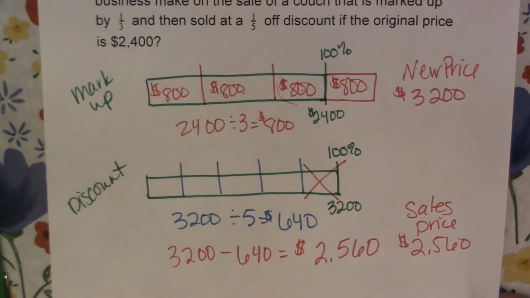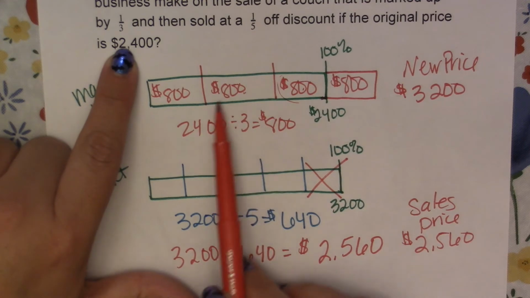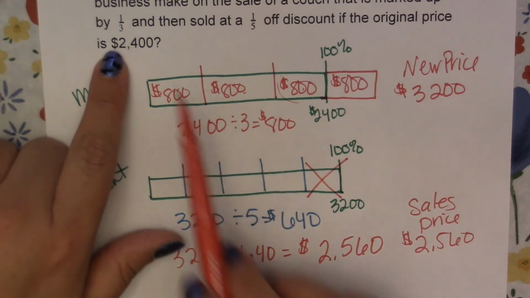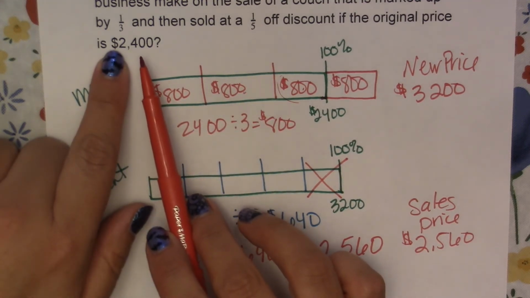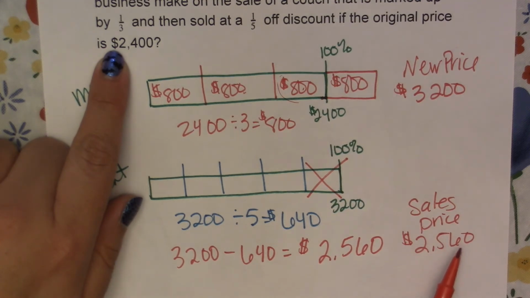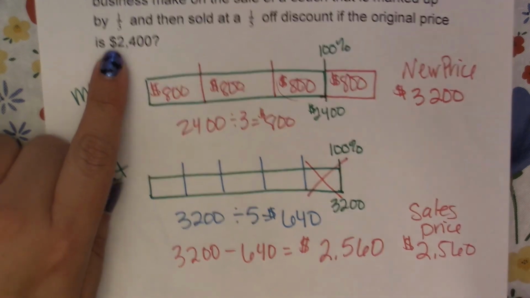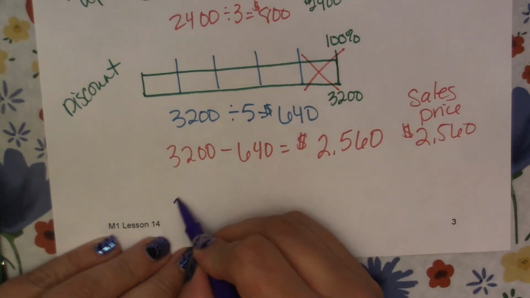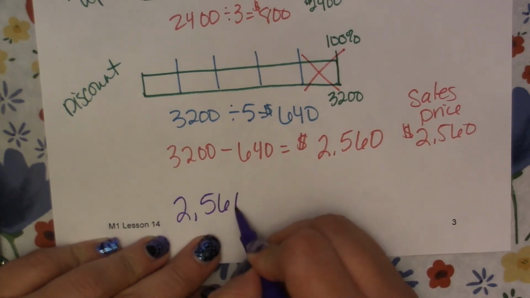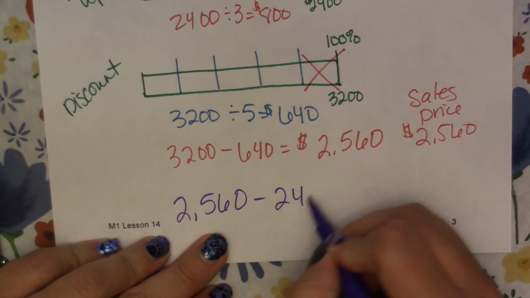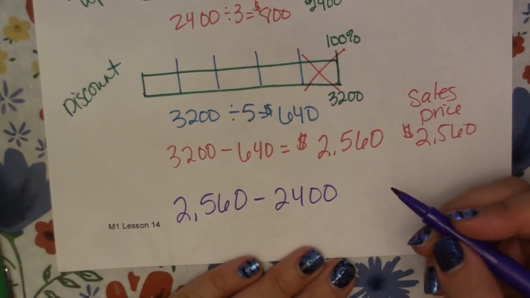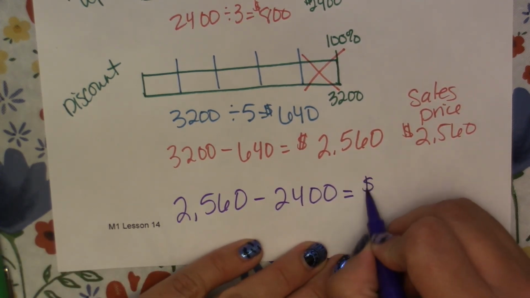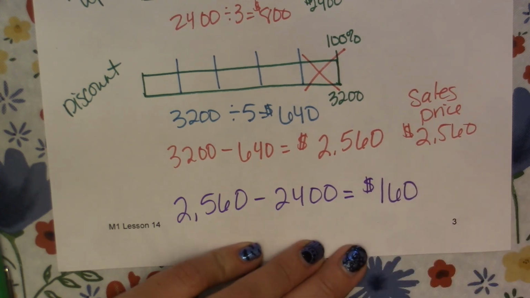So if we go back to the problem, it was originally, before we marked it up and took money off of it, $2,400. But that new fancy sales price is actually more at $2,560. So we're going to find our overall profit that they made here. So we're going to take that sales price, or what they say is a sale, and subtract out that actual original price, and we get an extra profit of $160.